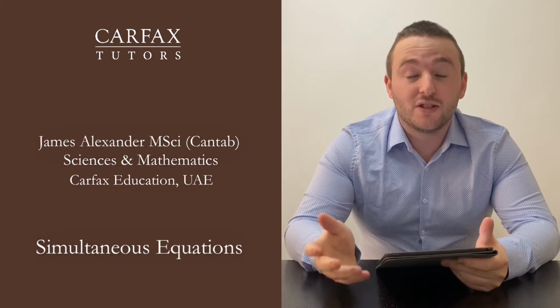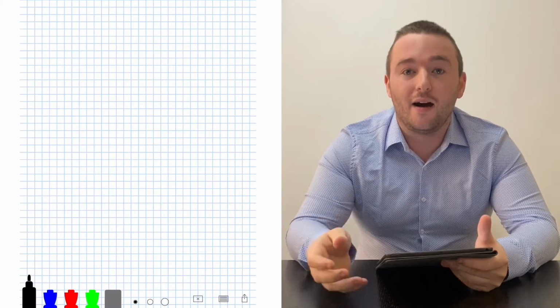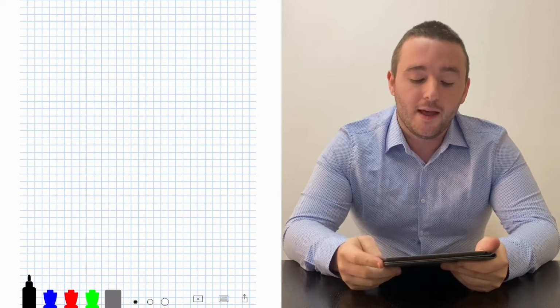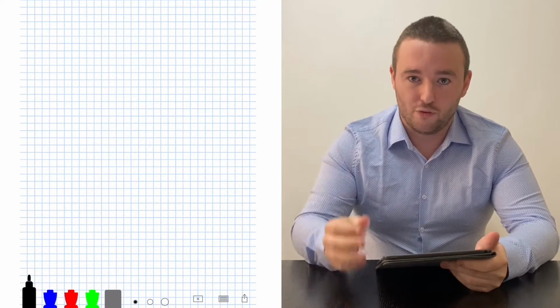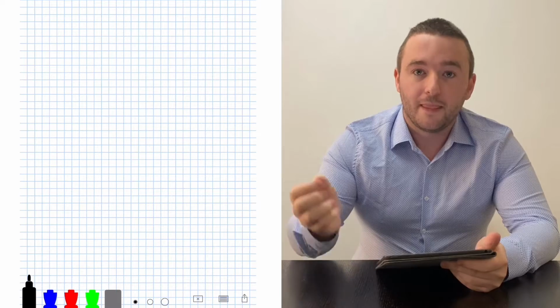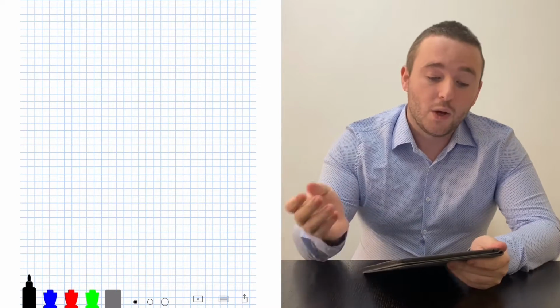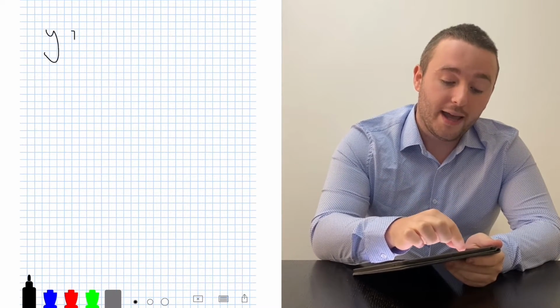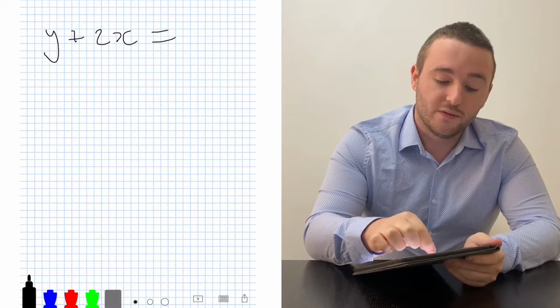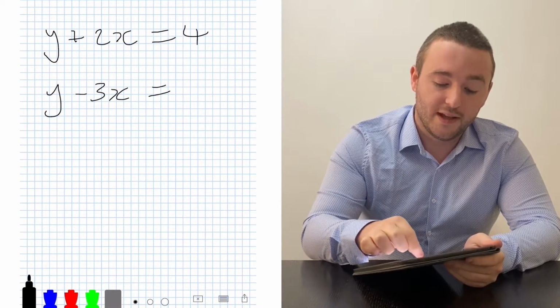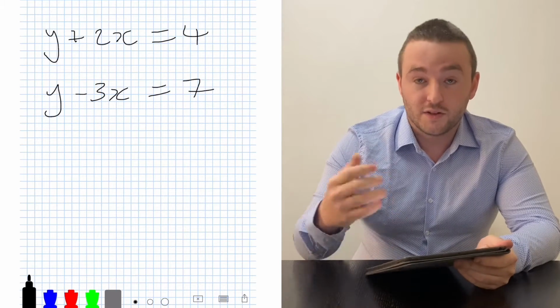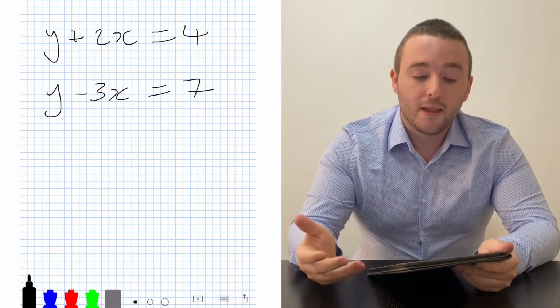So the first question we've got to ask is, what are simultaneous equations? Like a lot of things in maths, we can immediately relate this back to graphs. A lot of questions you'll get will be like y plus 2x equals 4 and y minus 3x equals 7. Solve these simultaneous equation pairs.